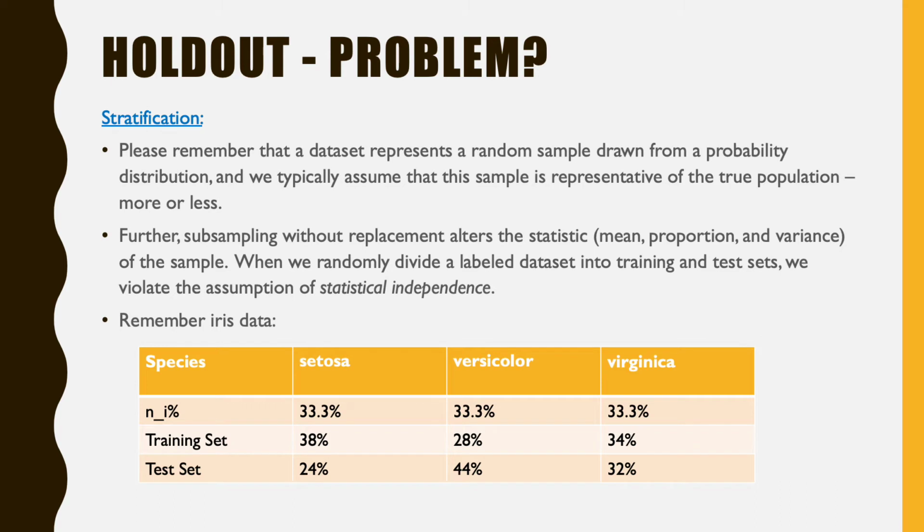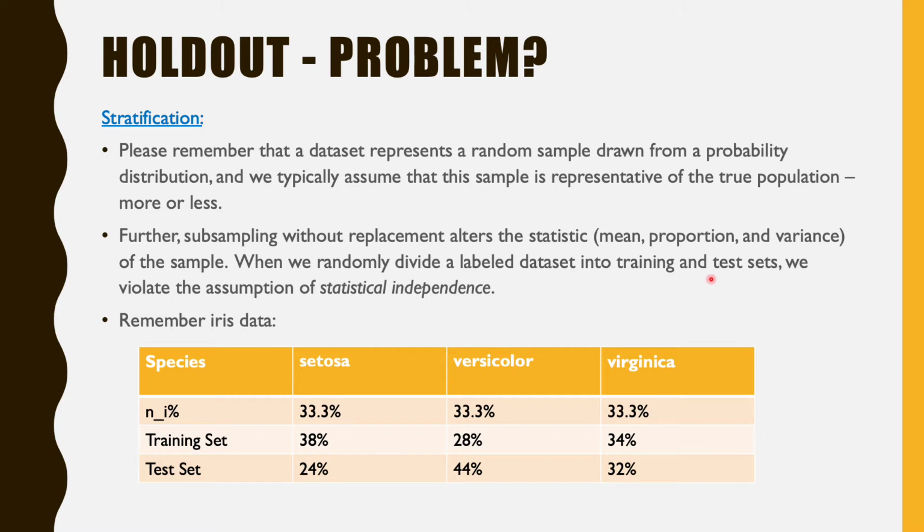So when using the holdout method, there is one problem arising, which is stratification. Please remember that a data set represents a random sample drawn from a probability distribution. We typically assume that this sample is representative of the true population, more or less. Further, resampling without replacement alters statistics such as the mean, proportion, and variance of the sample. When we randomly divide a labeled data set into training and test sets, we violate the assumption of statistical independence.